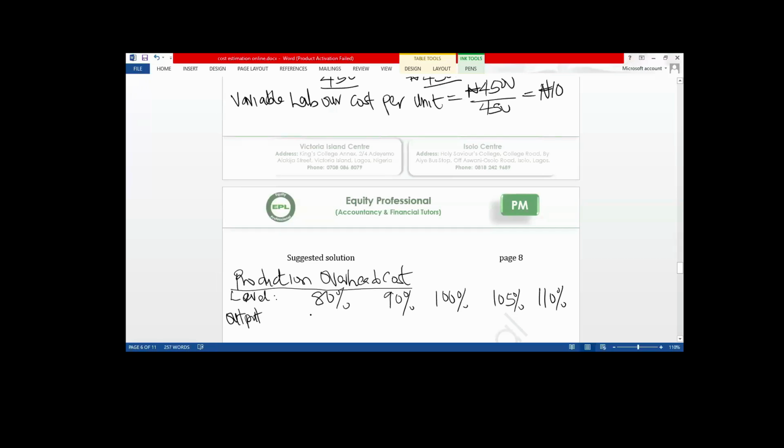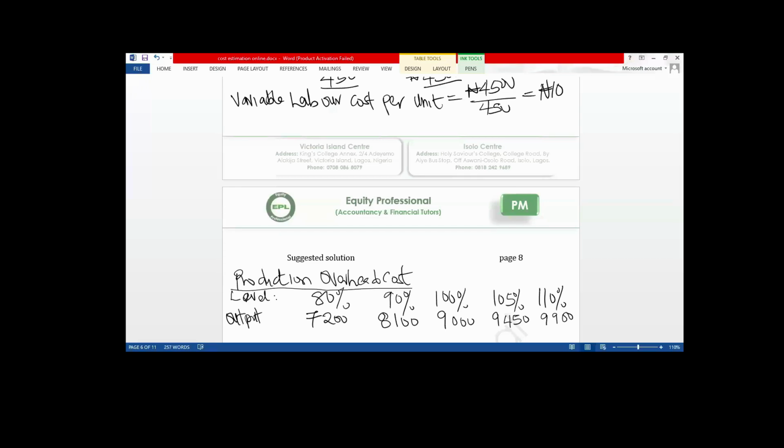This is 7,200 units. This is 8,100 units. This is 9,000 units. 9,450 units. 9,900 units.